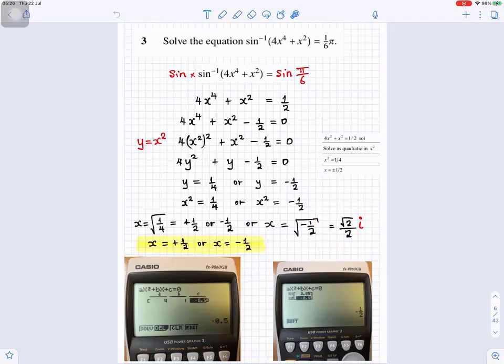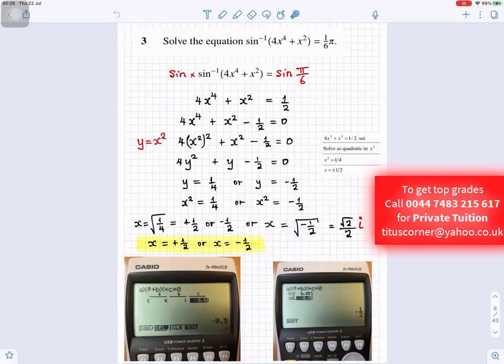So change y back to x squared. x squared is equal to 1 over 4. x is the square root of 1 over 4, which is plus or minus a half. x squared equals minus a half: the square root of minus a half gives you root 2 over 2 i if you use imaginary. So your answers are x is equal to a half or x equals minus a half.